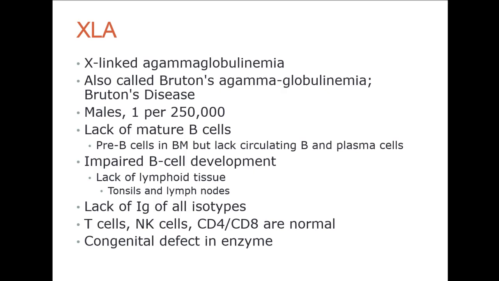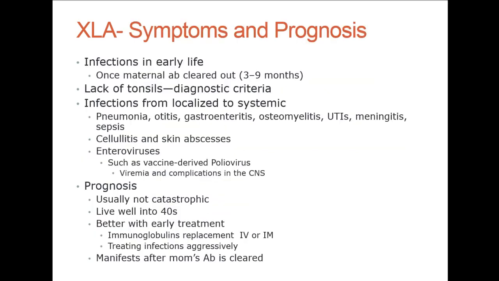There's going to be a lack of lymphoid tissue. We're going to see a lack of tonsils and lymph nodes as well. So lack of immunoglobulin of all isotypes. Okay, so not just one type, but all of them. The T cells, natural killer cells, CD4, CD8 cells are all normal. Okay, but this is going to affect the B cells. And we do see a congenital defect in enzymes.